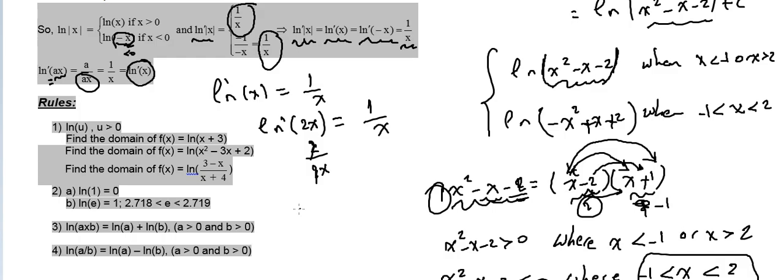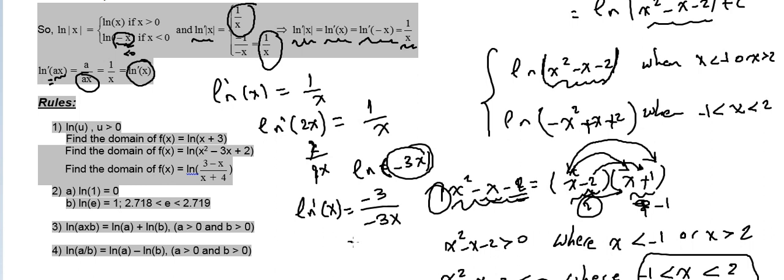Let's try it. What is the derivative of ln of minus 3x? It's minus 3 over u, which is minus 3x. The answer is going to be 1 over x after simplifying by minus 3. See you next video to start with the rules.